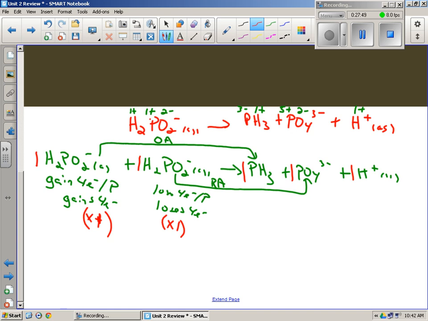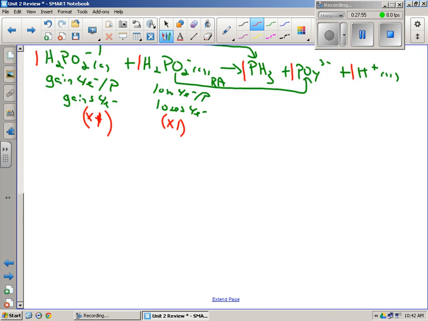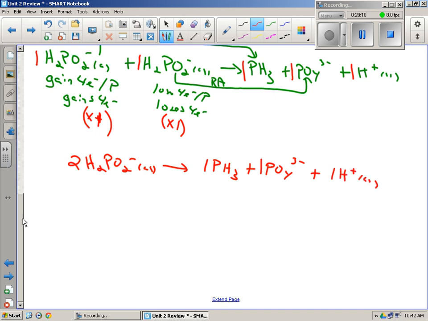Okay. Then, once that's all done, we need to basically combine some stuff back together here. So you'd probably go back and say 2 H2PO2 minuses gives me 1 PH3, 1 PO4 3 minus, and 1 H plus. Okay? Kind of like that there. You don't have to put the 1s there, of course, but that's your basic balanced final equation. Yeah? Yep.